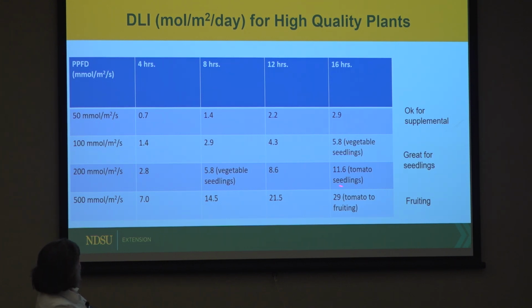Say, for example, you've got tomato seedlings. You may want to upgrade to provide 200 micromoles of light. And then if you're going to grow tomatoes and actually have them produce inside, you'd want 500 micromoles per meter squared per second and leave it on for 16 hours.